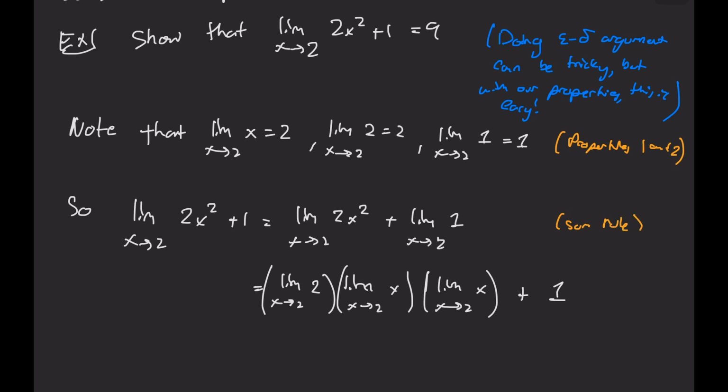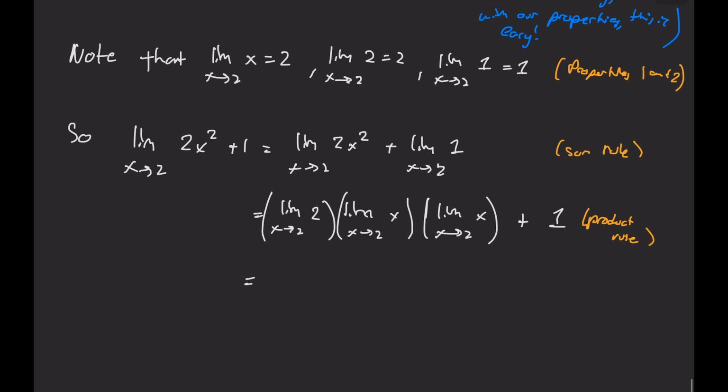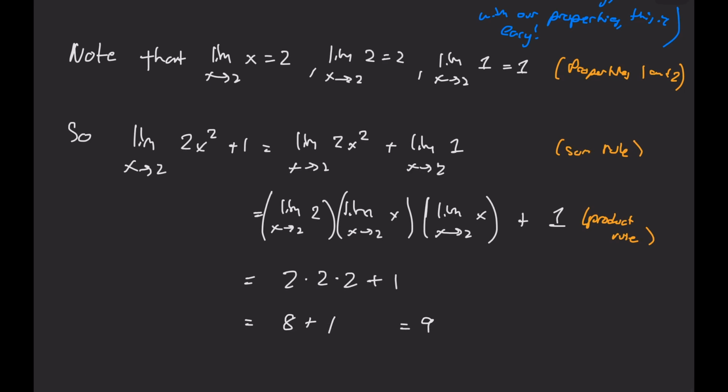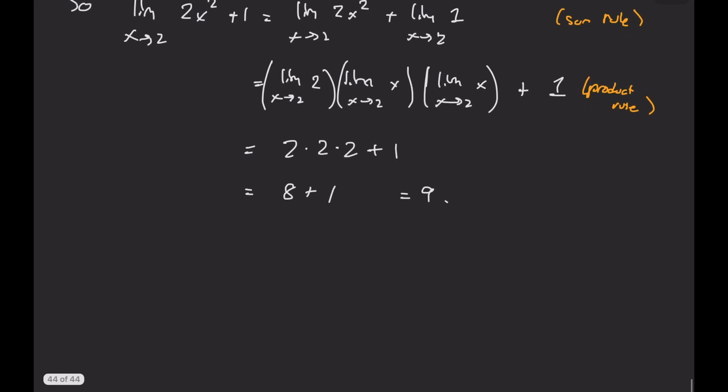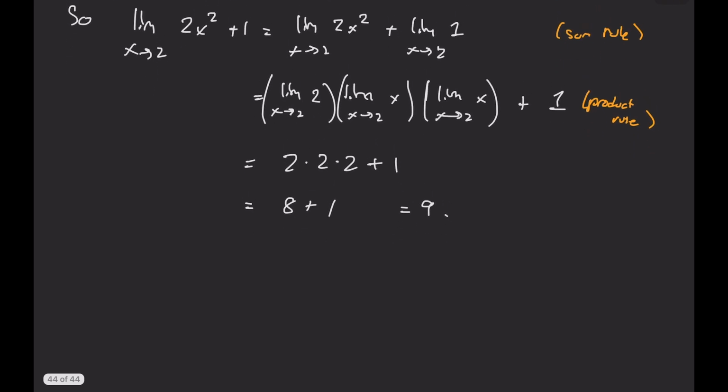So that first equality came from our sum rule. Second one came from our product rule. And then we just evaluate the limits. That's just 2 times 2 times 2 plus 1, which is 8 plus 1, which is 9. So we made relatively short work of that limit by using our properties.